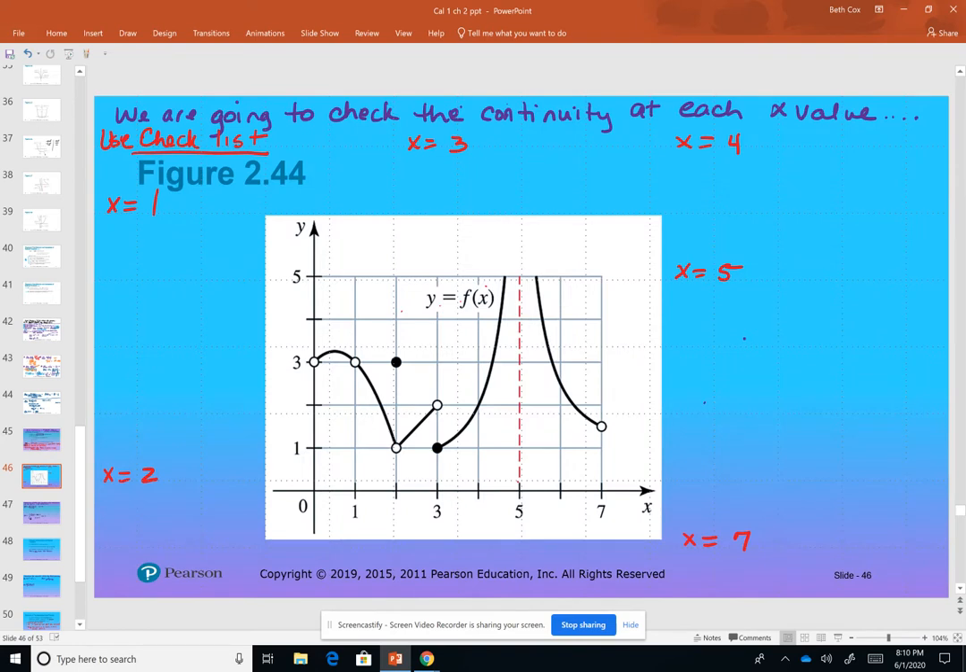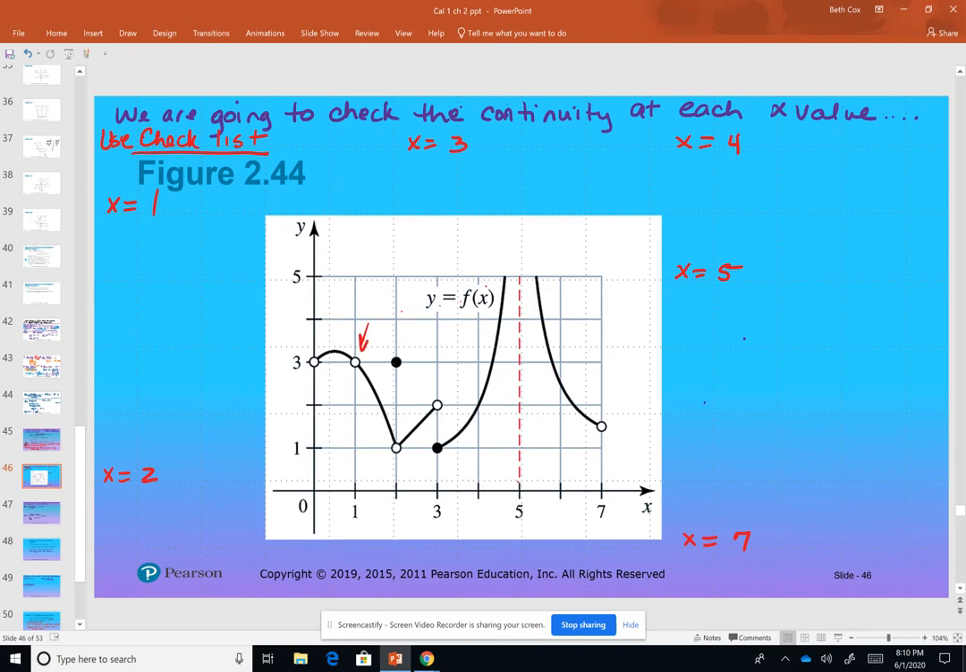All right, so we're going to try to see if this function is continuous at each of the x values. And it's obviously that this function has gaping gaps in it. So we know that it's not continuous. So let's just make sure we understand our checklist and understand why each point is not continuous. So for x equal 1, we see that there's a hole right there.